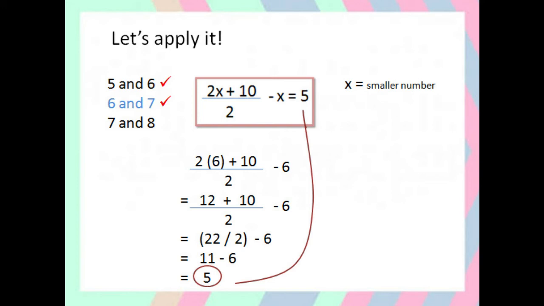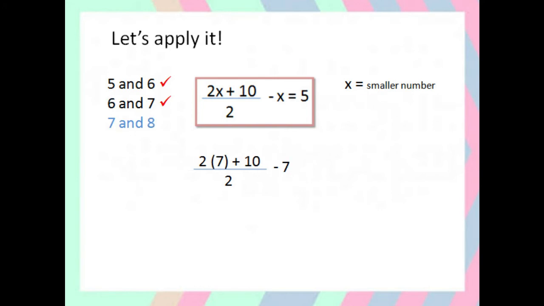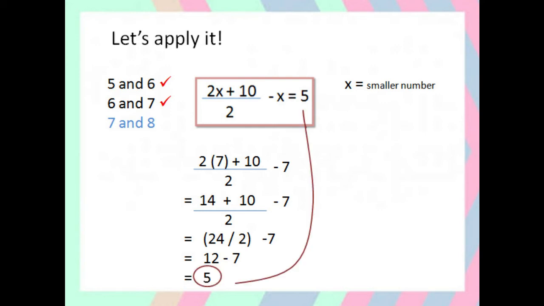Next, let's try it on 7 and 8. x will be 7. So 2 times 7 plus 10, all over 2, minus 7. 2 times 7 is 14, plus 10 is 24, over 2 is 12, minus 7 is 5. So here, it satisfied the answer 5 again using our conjecture model.